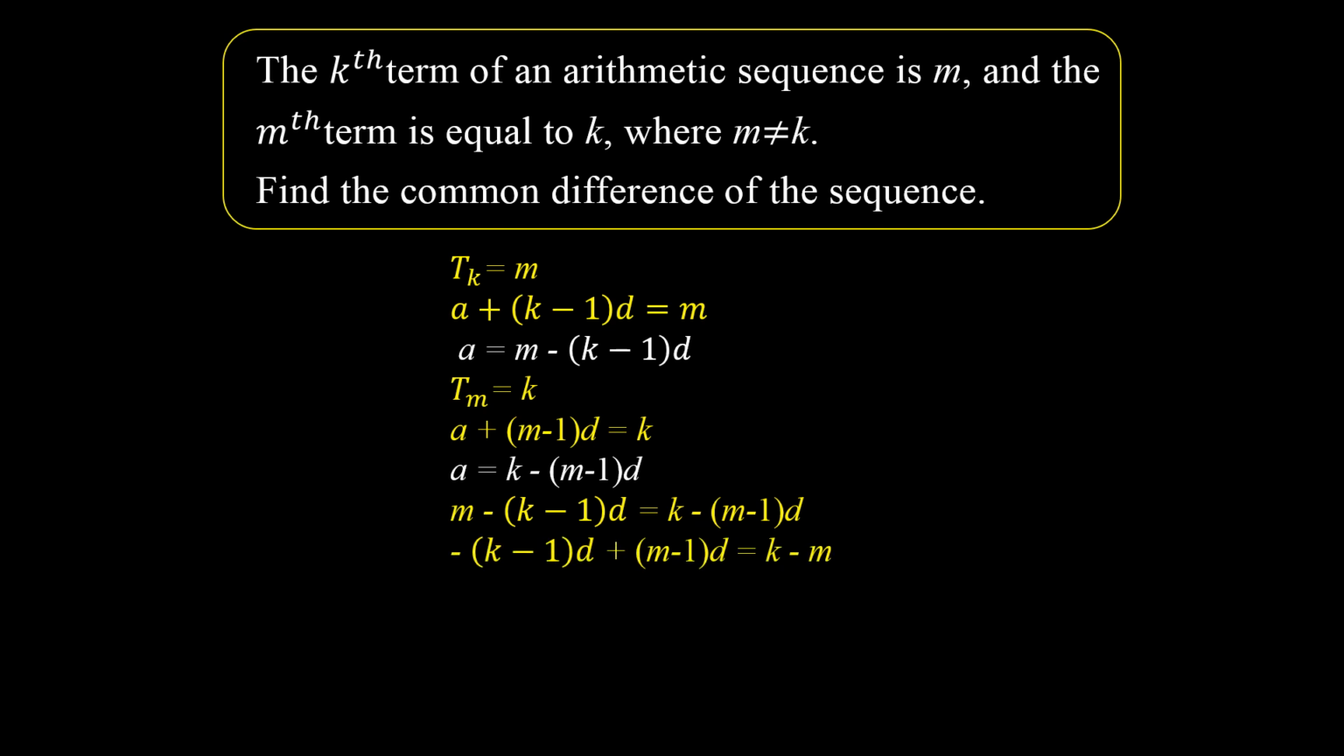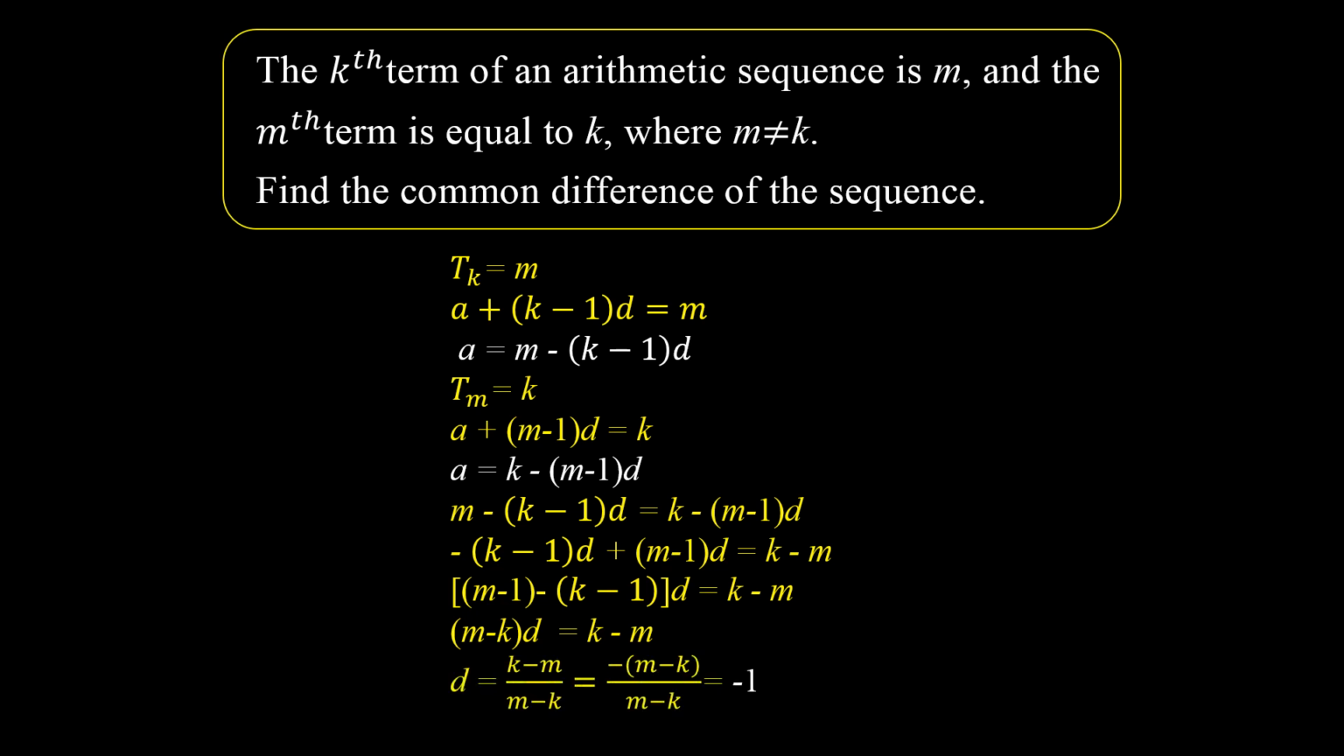We again simplify. We take m to the other side, making the right hand side k minus m. The m minus 1 d from the right hand side is moving to the left side. d is a common factor now. Inside the bracket we have m minus 1 and k minus 1. Simplifying, we get m minus k times d equal to k minus m.